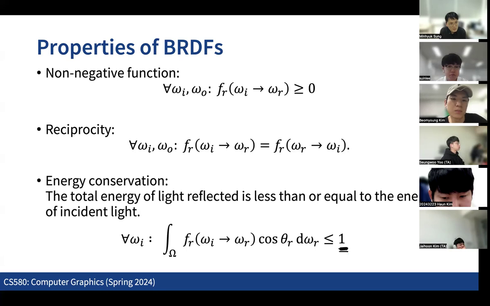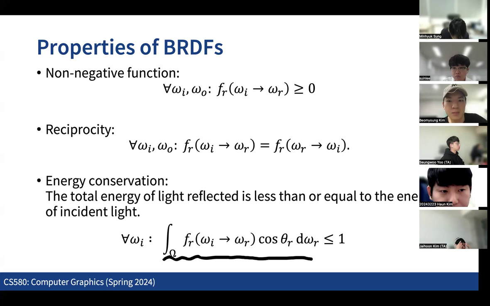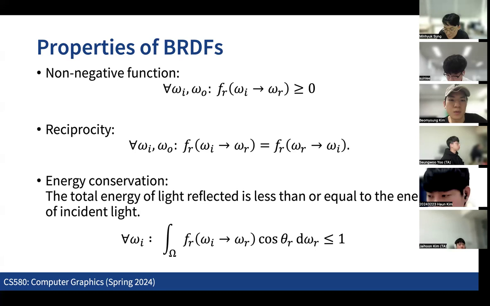So what is the exact case where we have less than one for the integral of the BRDF? If the integral of the BRDF over the outgoing direction is less than one, not equal to one, then what would such cases be? Question two.